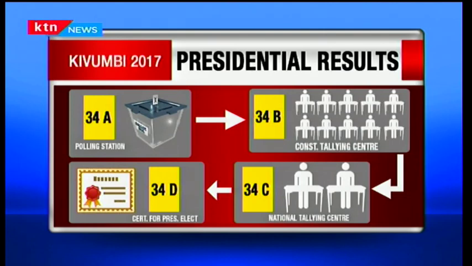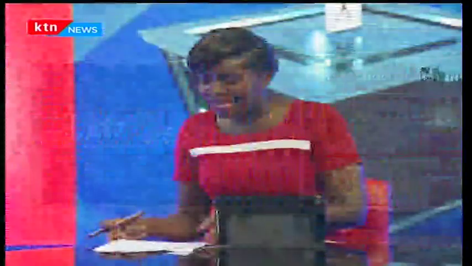And finally, we have Form 34D, which is the end of the whole cycle from 34A, B, C. We end it with D, and that is a certificate for the president-elect signed by the IEBC chairperson. So we are only remaining with one step. We are at Form 34C, of course, after IEBC receives Form 34A and B, then we'll see whether they will be signing Form 34C. Then finally, the certificate being issued to the president-elect signed by the IEBC chairperson. That's all you have to know about Forms 34A, B, C, and D, and of course why they're very contentious in this particular election.